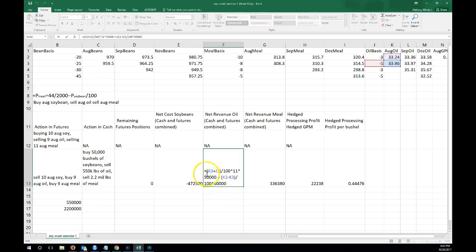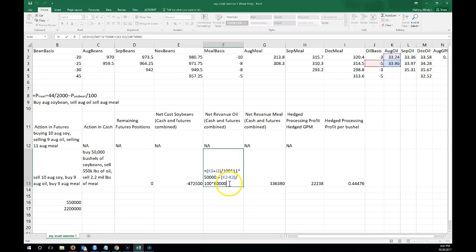So the cash part is correct. We've got our futures price plus the basis, giving us our cash price, divide by 100 to make it into dollars per pound instead of cents per pound, multiply by 11 because for every bushel we crush, we get 11 pounds of oil, and times 50,000 because that's how many bushels we crushed. But we have a problem here.